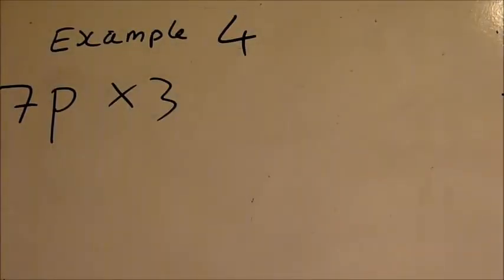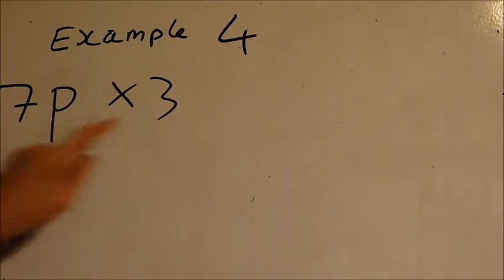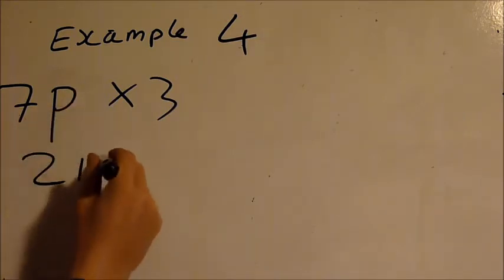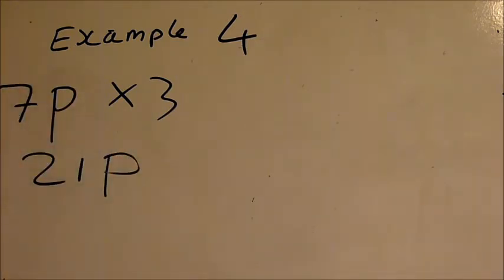Okay, by now, some of you might have spotted the pattern. Whenever we have a problem that looks anything like this, we just multiply the numbers together, and then any letters we just group together on the end. So, we could just do 7 times 3, which is 21, and then we just put the p on the end. That's the answer.